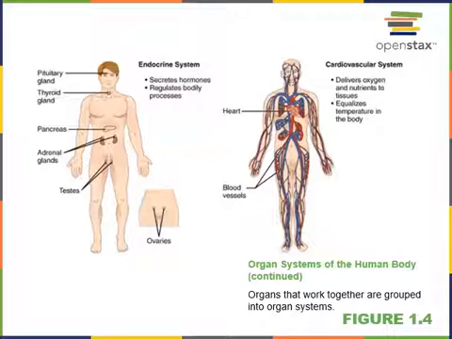The cardiovascular system includes the organs of the heart and blood vessels. And the functions are to circulate blood around the body in order to deliver nutrients to organs and cells and carry the waste products away from those organs and cells.